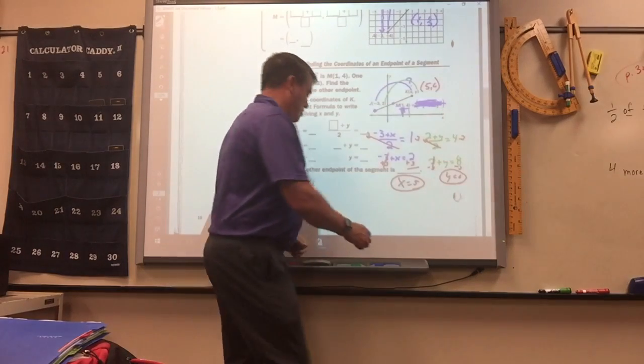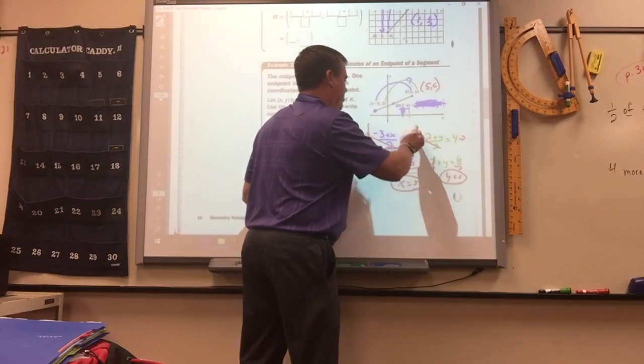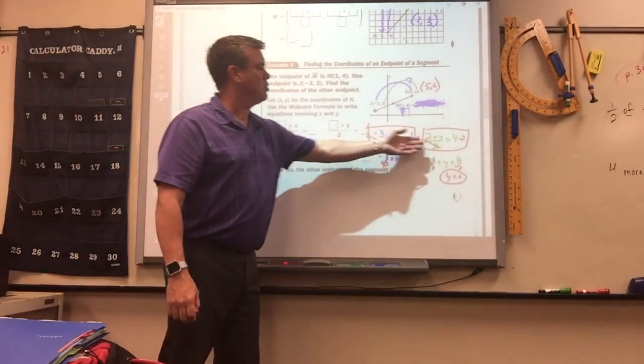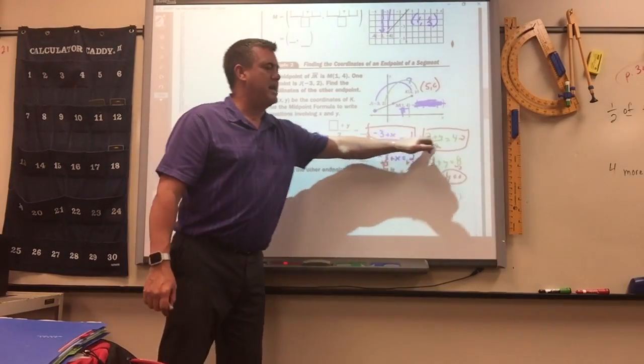So if you write these equations out each time, it's just a 2-step equation. You always multiply by 2, and then add or subtract to get rid of that number.